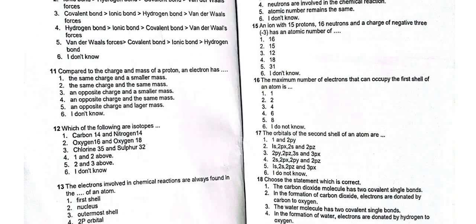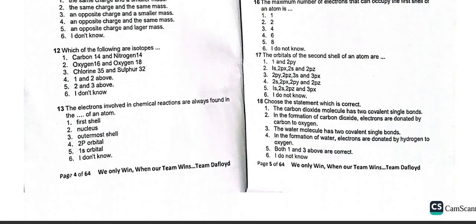Then number 13. What's the answer here, guys, to number 13? What will be our option? It's 3. They're saying the electrons involved in chemical reactions are always found in the outermost shell. Because the first shell, no, those are core electrons. They do not participate in the chemical reaction. Nucleus, no, they don't. 2p, not all the time. Some electrons are valence electrons in 3s, 3p, and above. So the correct answer here is 3, in the outermost shell.